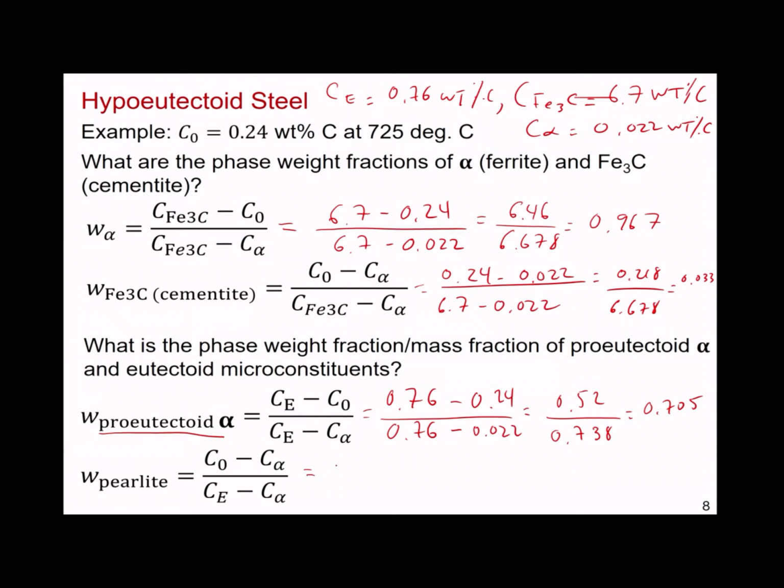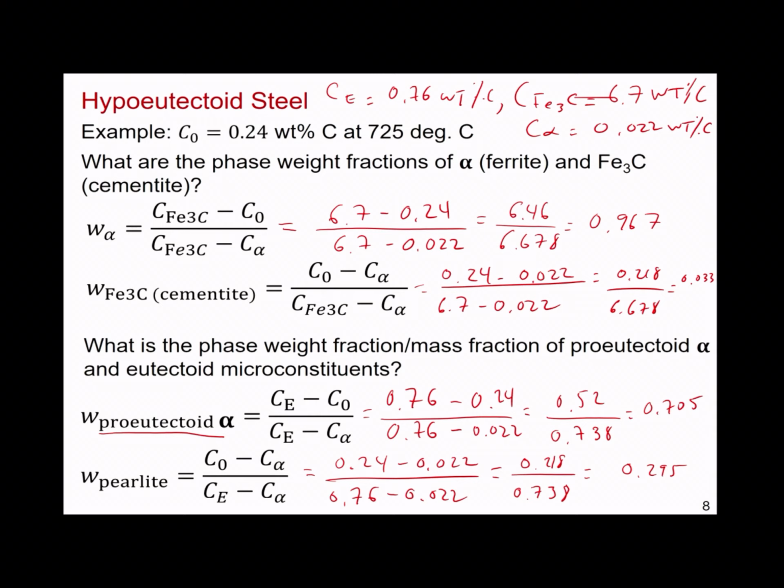So if we plug in the numbers there, we get that to be the amount of perlite, okay? So your perlite has both eutectoid alpha and eutectoid Fe3C, okay?